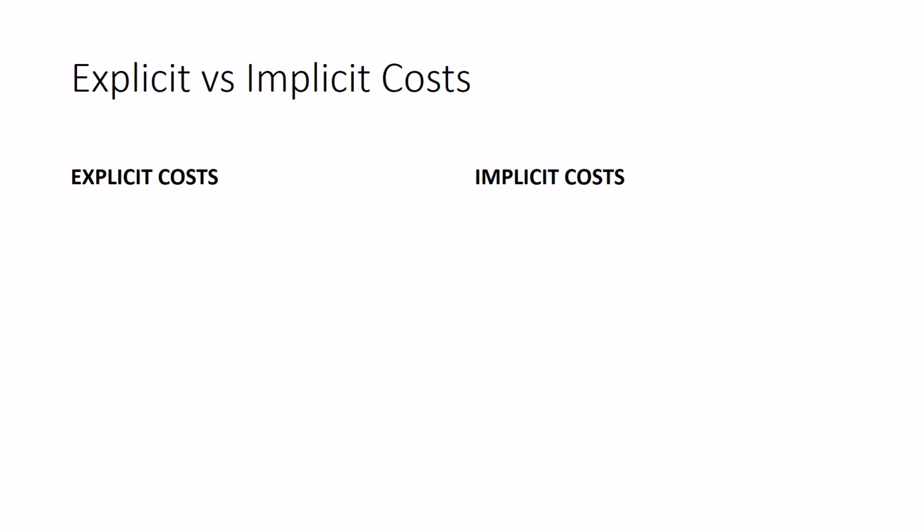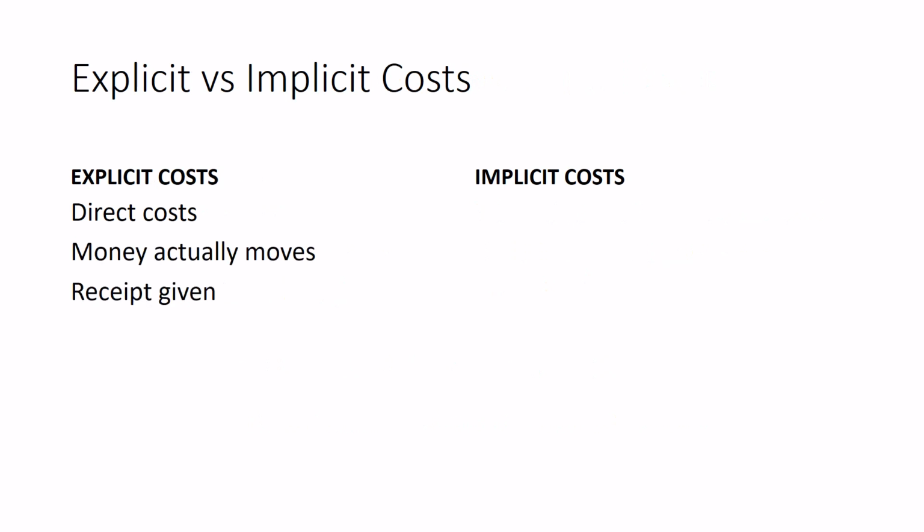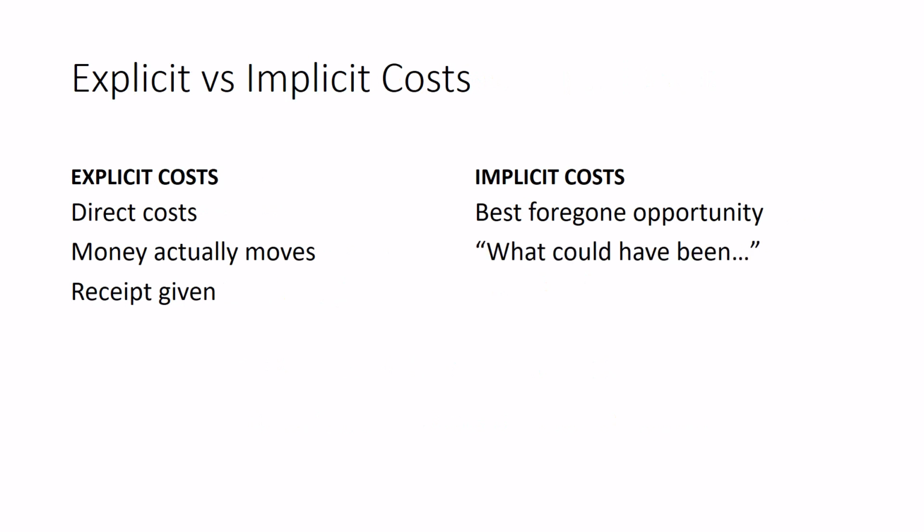So let's talk about explicit and implicit costs. Let's put some labels on here. An explicit cost is a direct cost. Money actually moves. There's a receipt given. Dollars or whatever your currency changes hands. Implicit costs are your best foregone opportunity or your opportunity cost. It's the what could have been. It's money that never actually moves. It's something that could be, but didn't actually happen. And so there's no way to track it with receipts and invoices.